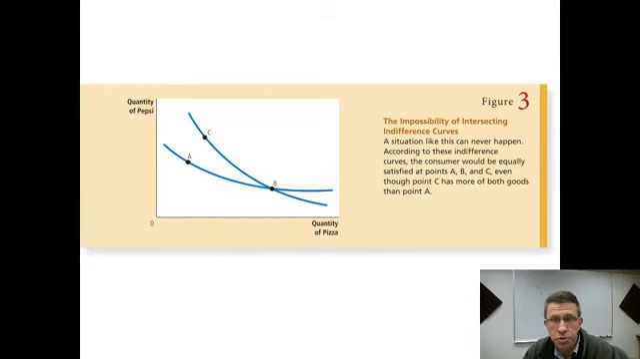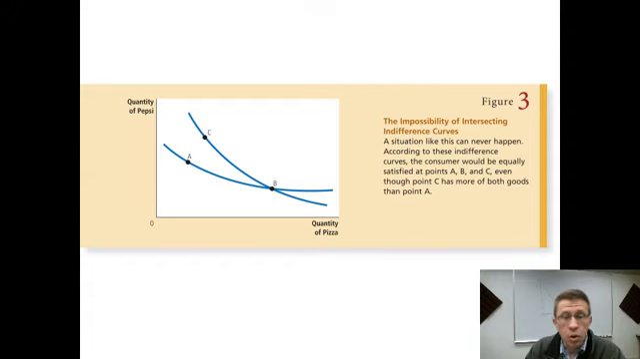This figure shows a situation that we can never have occurring, which is intersecting indifference curves. The indifference curves for a consumer can never cross. Take a moment and try to think logically why that's the case, focusing on bundles A, B, and C. I want you to pause it and try to write out a sentence or two why it's impossible, and then when you resume, we'll explain.